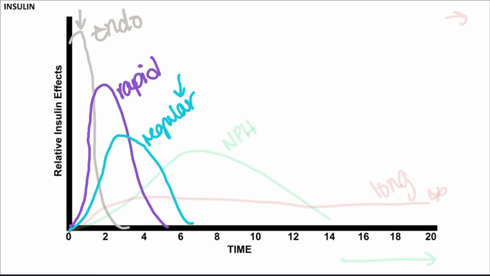Now, moving into our intermediate insulin, which is known as NPH, and this can fit the role of basal insulin, but it is not necessarily the best option for this. So NPH has an onset of about 2 to 4 hours, a peak at 8 hours, and then it normally lasts about 14 to 20 hours.